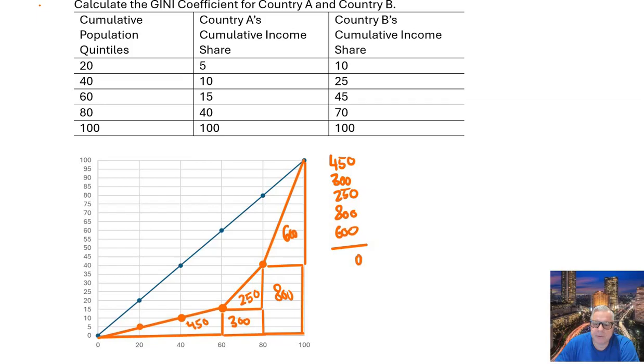That adds up to 2,400. So the area underneath the Lorenz curve is 2,400, which means the area in between here is 5,000 minus 2,400, which is equal to 2,600.